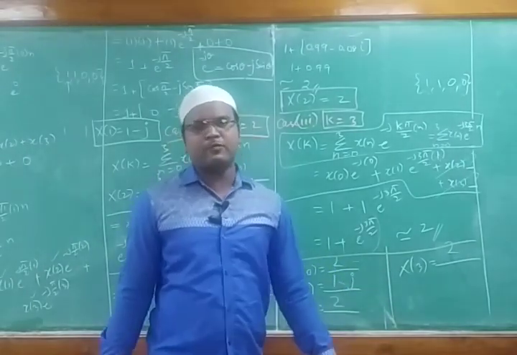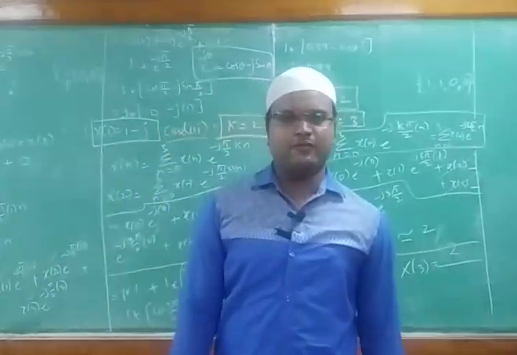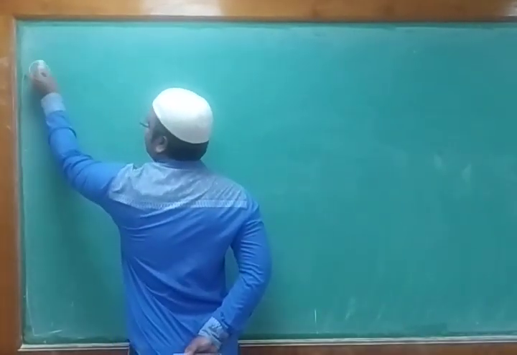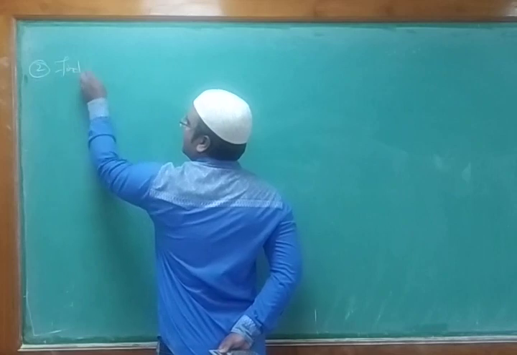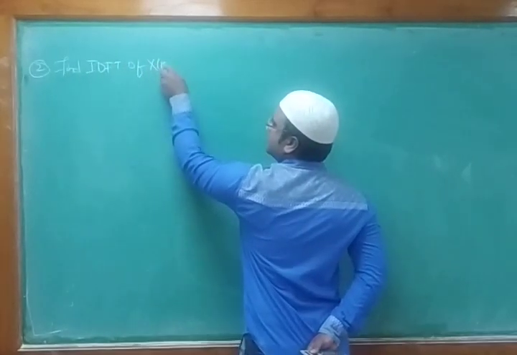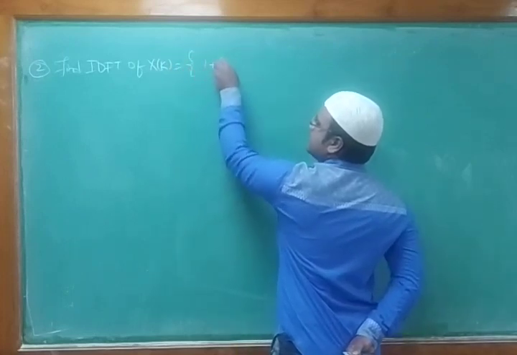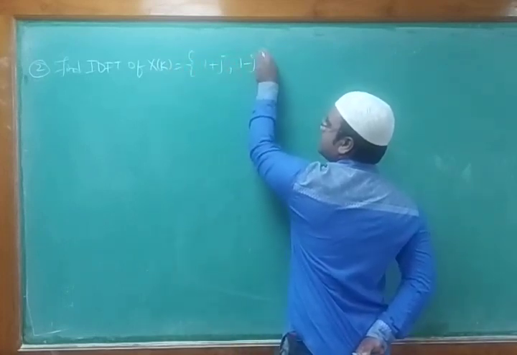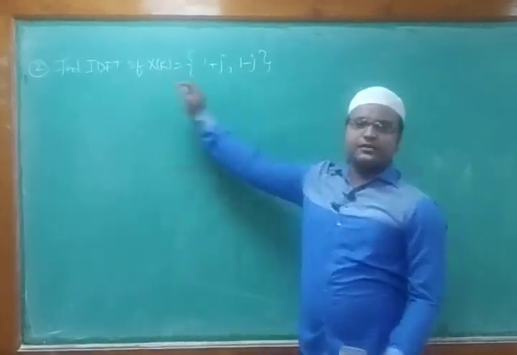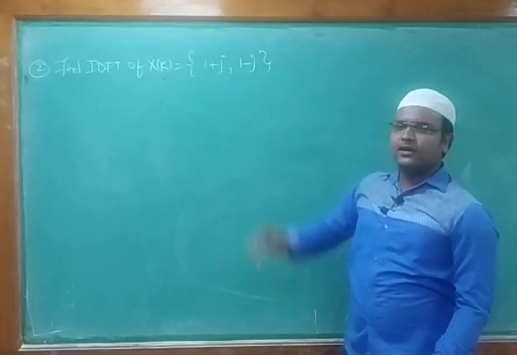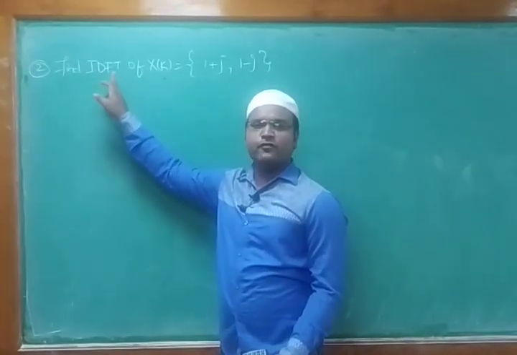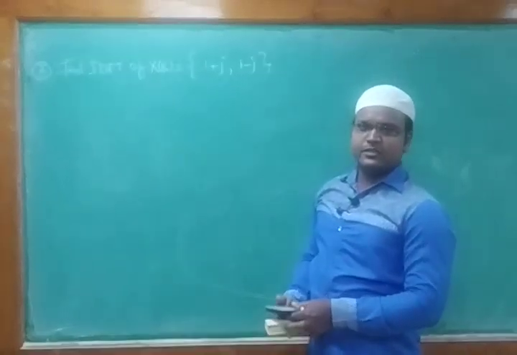Likewise, we'll do one more problem for inverse discrete Fourier transform. So students, let us consider next problem. So they gave the question, find IDFT of x of k is equals to 1 plus j comma 1 minus j. They gave this sequence. They gave x of k, right? It's a k domain. So we need to find out that one in terms of x of n. That we can do it by applying inverse discrete Fourier transform. So now see the solution of this.